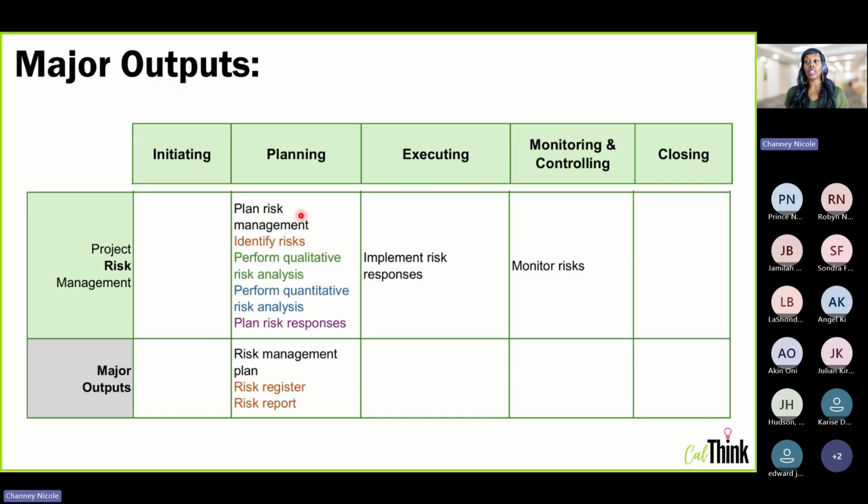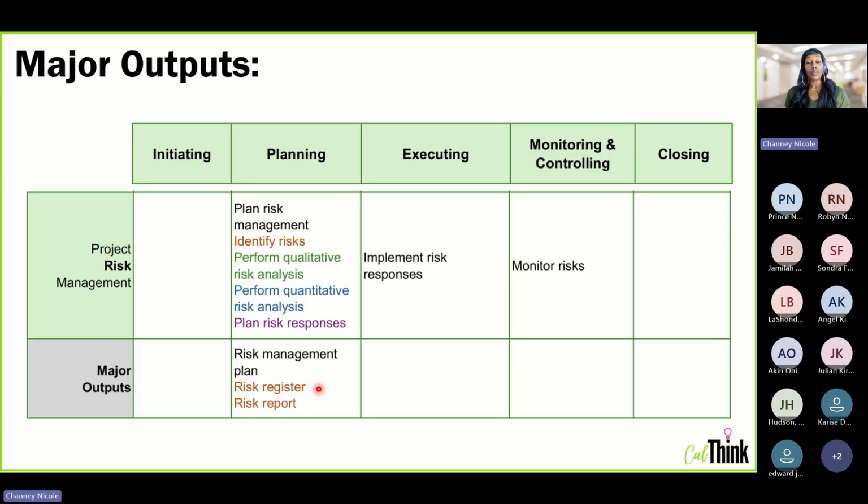All you need to know is plan risk management gives you your risk management plan, and identify risks gives you 2 major outputs, your risk register and your risk reports. And again, if you've been studying for the exam, you've probably come across the risk register at least 3 times in some form or fashion on practice questions. So get to know these outputs and know that anytime you're updating a risk register or anytime you're having to identify new risks, the output is going to have to be updated as well.